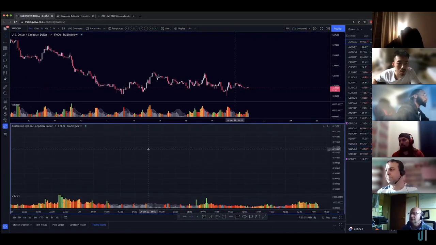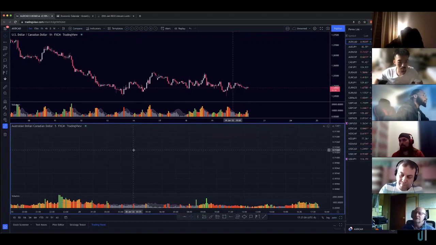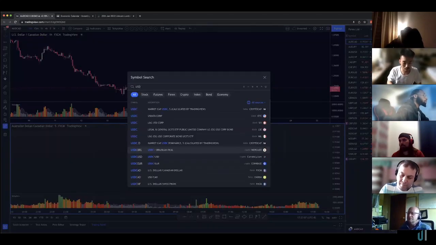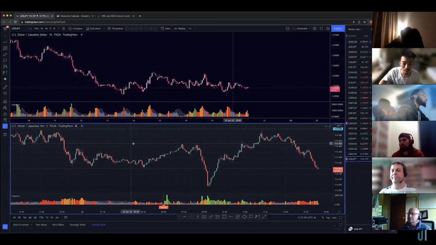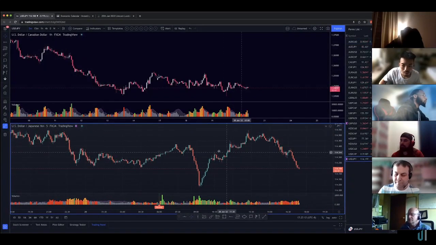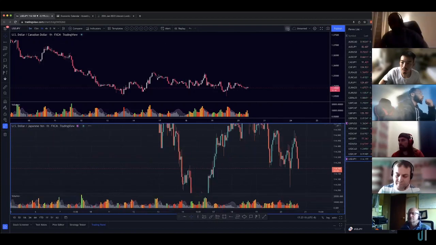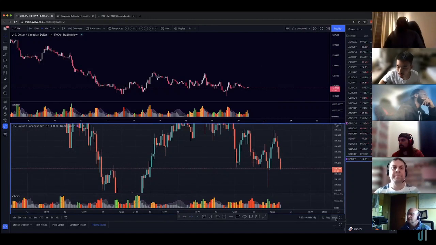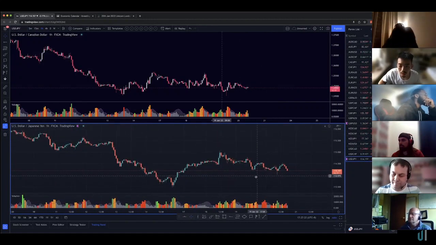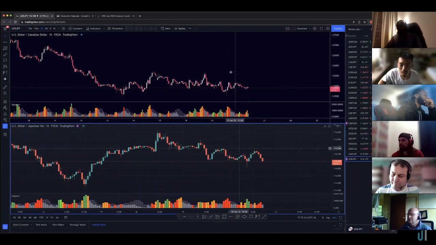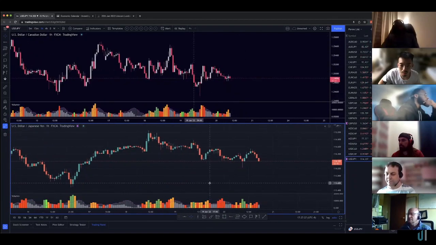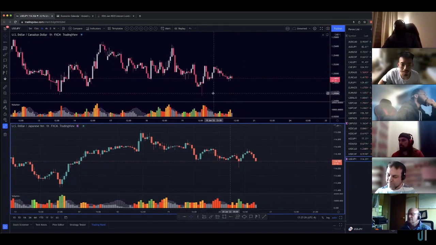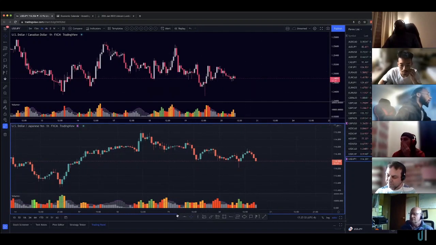Okay. USD. Okay. 60-minute interval. All right. Okay, so which part? So for USD CAD, I like USD CAD better. USDN was a little bit too risky for me.